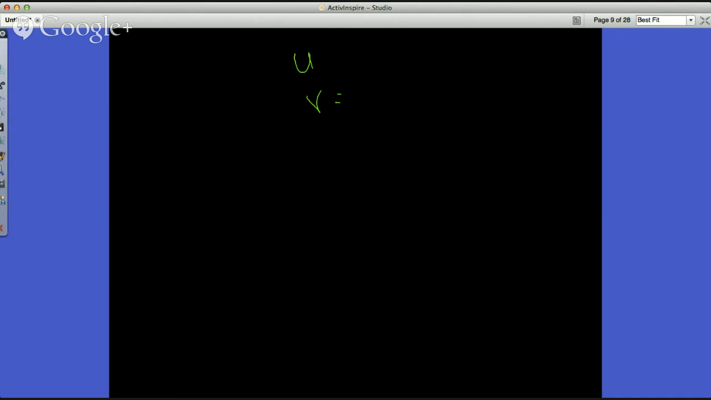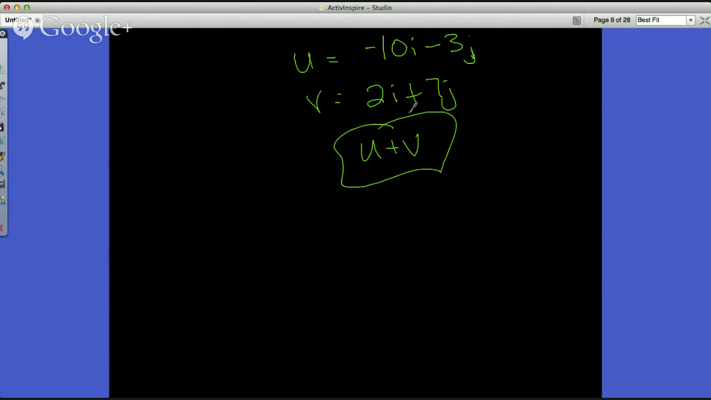29, let's do U is negative 10i minus 3j. This one's number 29. It's one of the last few pages. It should look like this, where it says U plus V. Solve for that. Did y'all find that number? I think it's page 3. It's the second to last page.